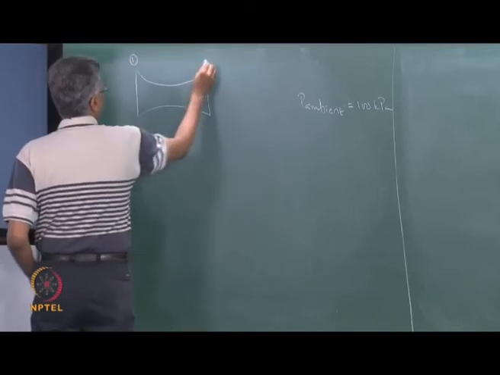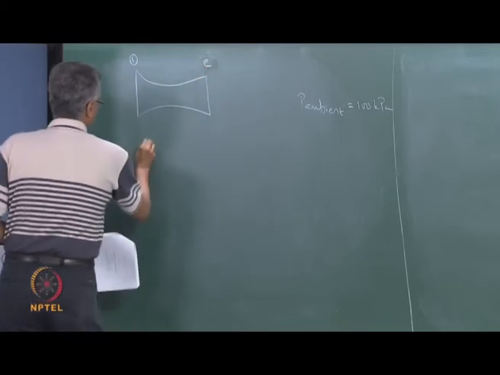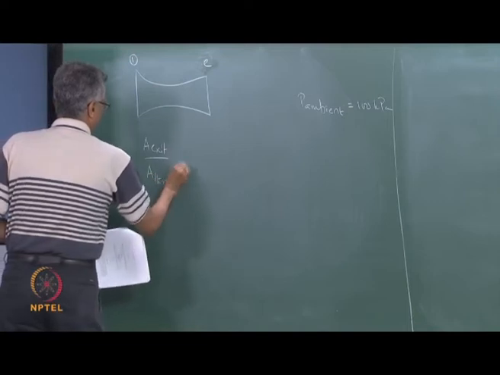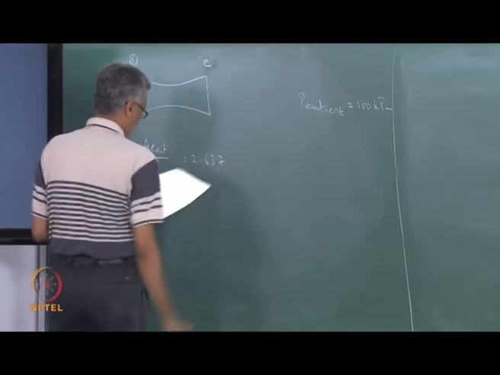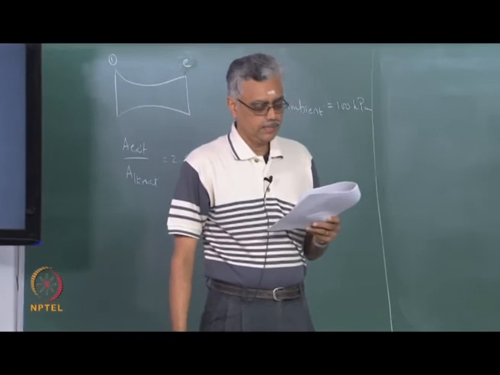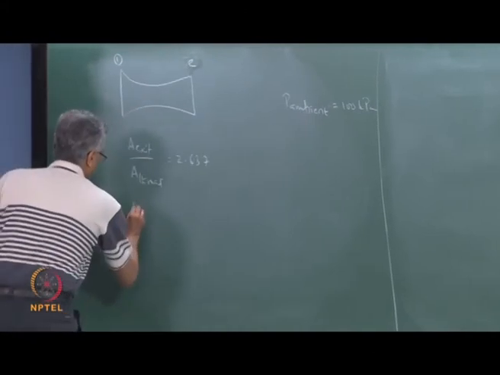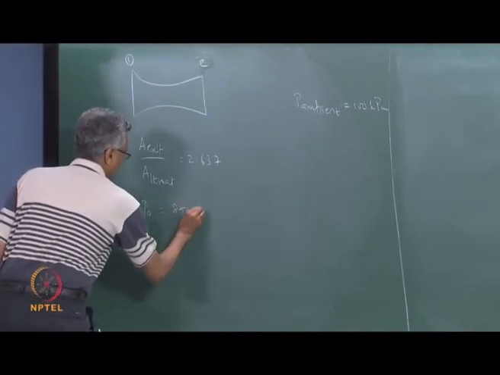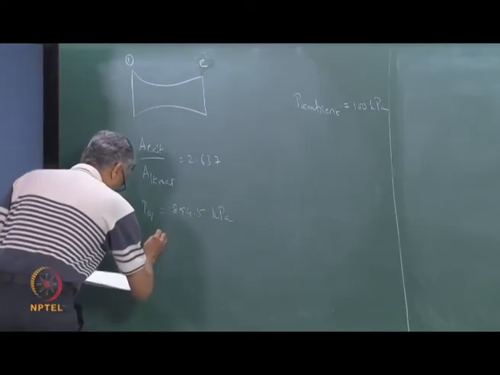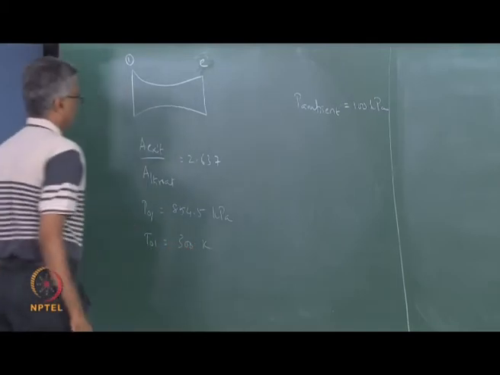So, this is 1, I am calling this, okay, so this is the exit. So, A exit over A throat is equal to 2.637. The inlet stagnation conditions are 300 Kelvin and 854.5 kilopascal. So, P0 is 854.5 kPa. This is P01 and T01 is equal to 300 Kelvin.